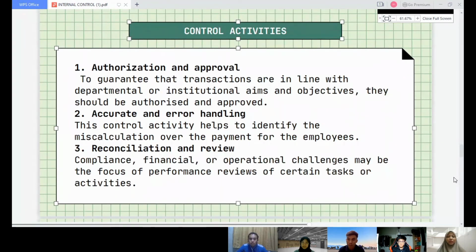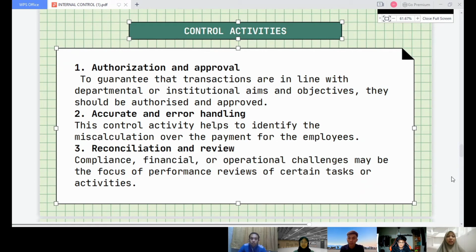For the control activities, the first control activity is authorization and approval. To guarantee that transactions are in line with departmental or institutional aims and objectives, they should be authorized and approved. For example, a department may have a policy requiring the director's approval of all purchase requisitions and invoice vouchers. It is critical that the person who approves a transaction has the required power and knowledge to make educated decisions.